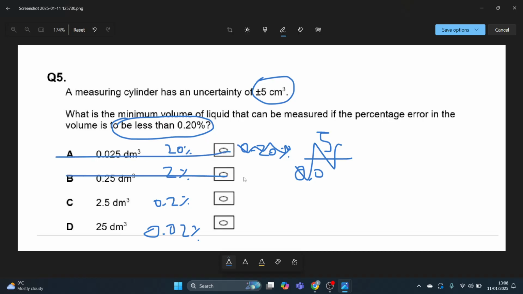It's not A, that's 20%. It's not B, that's 2%. C, that is 0.20%, but it's not less than that. Therefore, the answer is D. 0.02%, that is less than that.